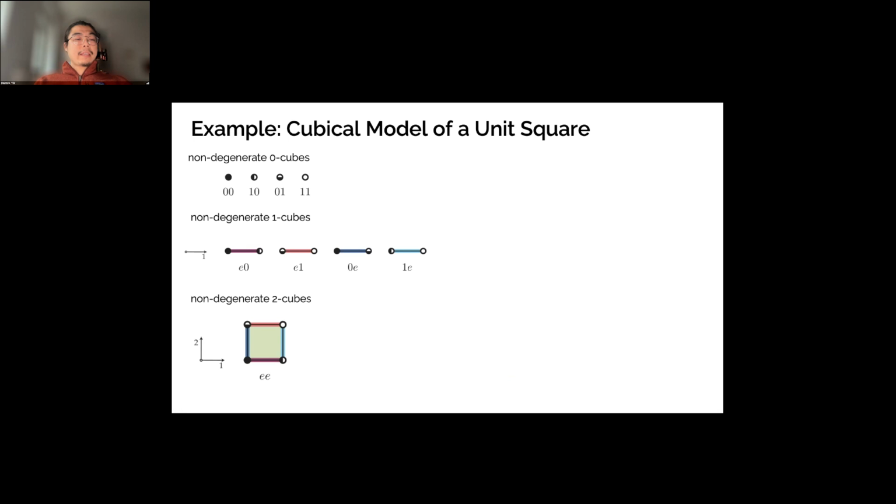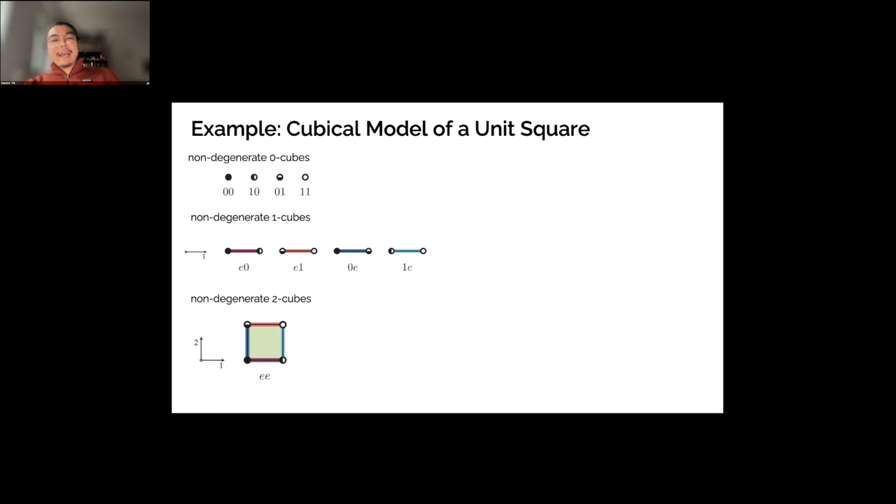Now, we can look at another example, and this is the example of the unit square. Here there's going to be 4 non-degenerate 0 cubes. These are just the 4 vertices of the square. There's also 4 non-degenerate 1 cubes, and there's also a single non-degenerate 2 cube. But there's also going to be a whole collection of degenerate cubes which come from these ones shown here.